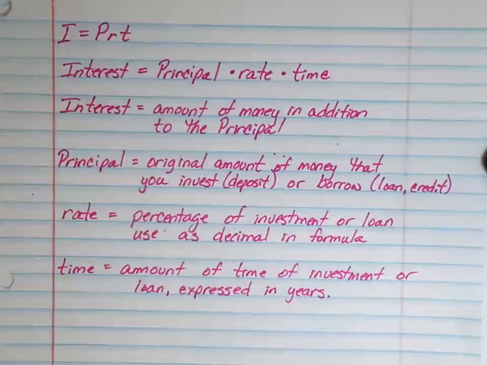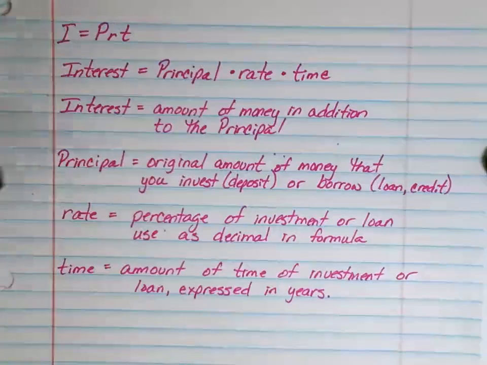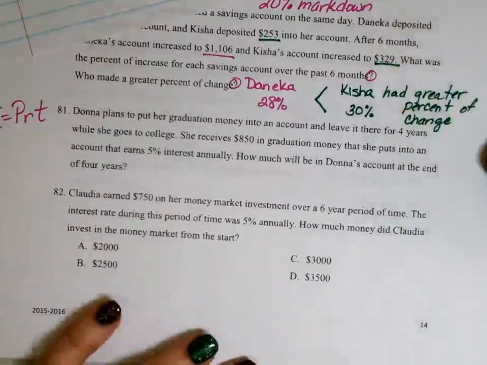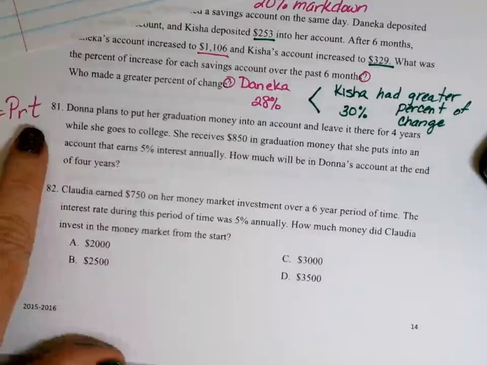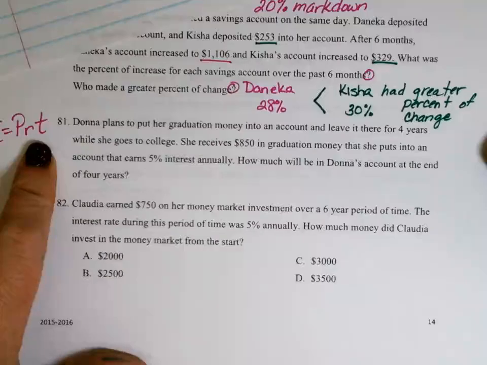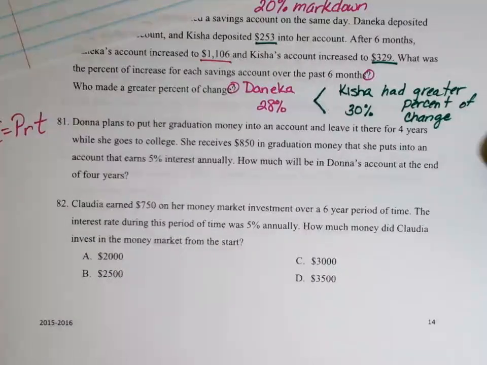Now that we've done that, let's look at the problem. Number 81. Donna plans to put her graduation money into an account and leave it there for 4 years while she goes to college. She receives $850 in graduation money that she puts into an account that earns 5% interest annually. How much will be in Donna's account at the end of 4 years?